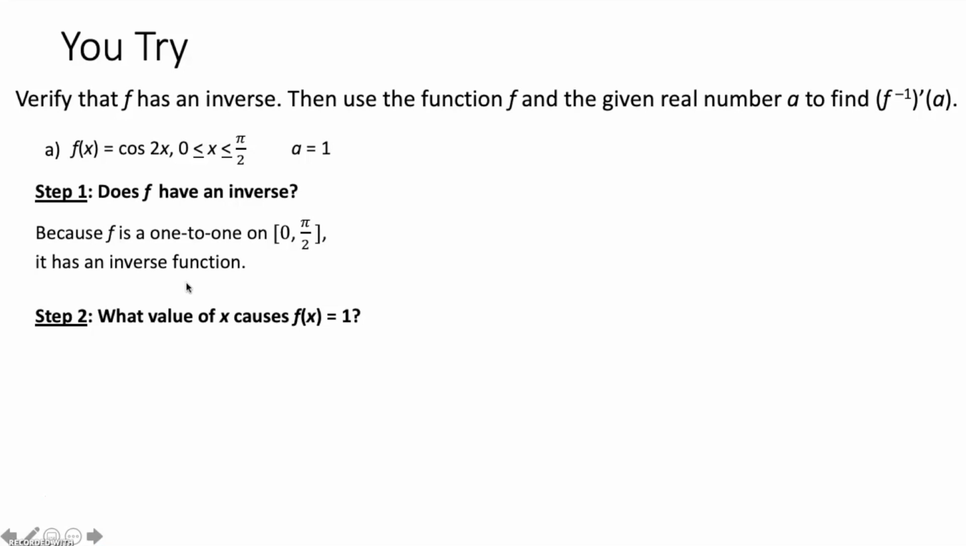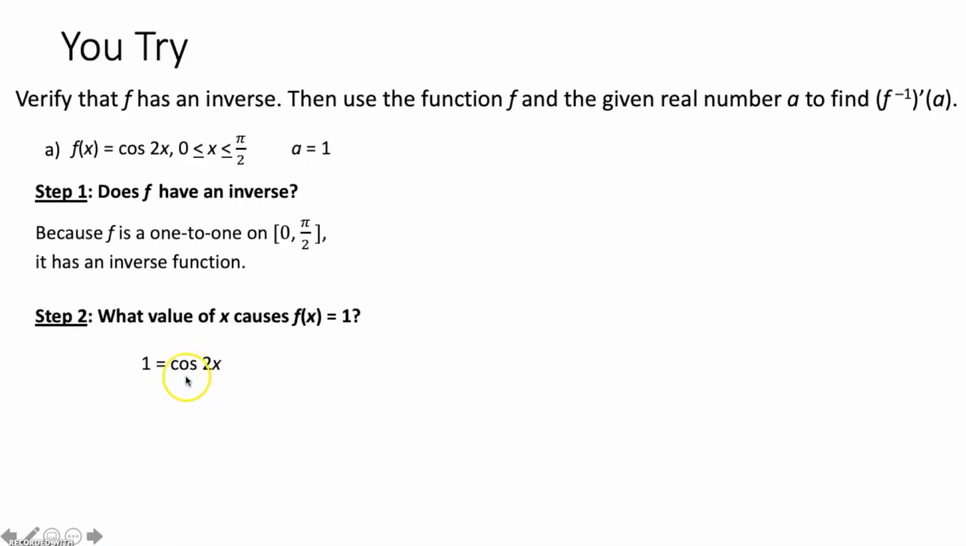Next, in step 2, we are going to take our function and set it equal to our a value here. The reason for that is we need what f inverse of a is. Therefore, we need to figure out what x value causes f of x to equal a. So then we can switch them in step 3. So we take this a value, 1, and we set it equal to our function, cosine of 2x, and we solve for x.